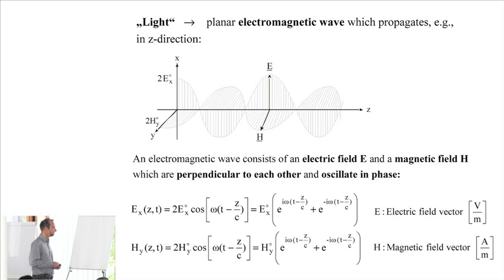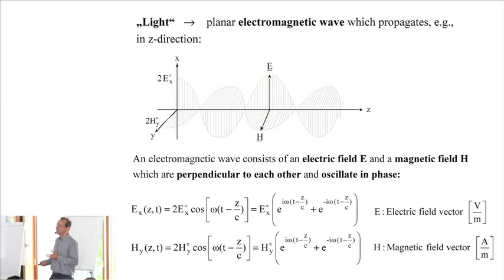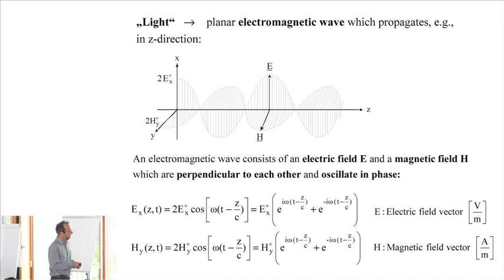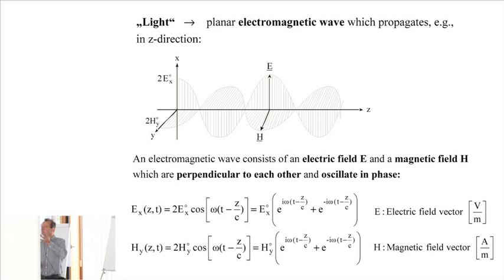For example, the electric field is 2 times Ex naught times cosine of omega times t minus z over c. Here omega is the angular frequency, t is the time, z is the z coordinate, and c is the velocity of light. You can also write this as a sum of exponential functions with a complex argument: exponential of i omega times t minus z over c, plus exponential of minus i omega times t minus z over c. And the same for Hy. As I said, E is the electric field vector, and H is the magnetic field vector.